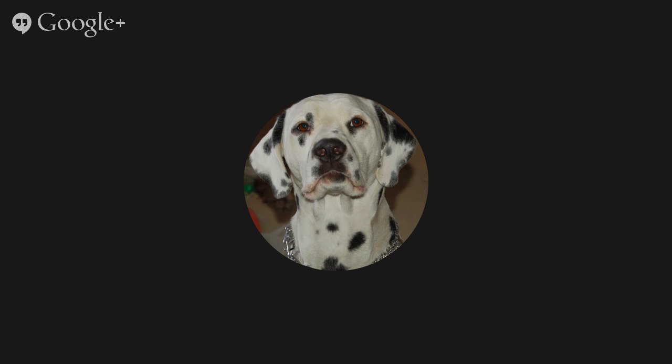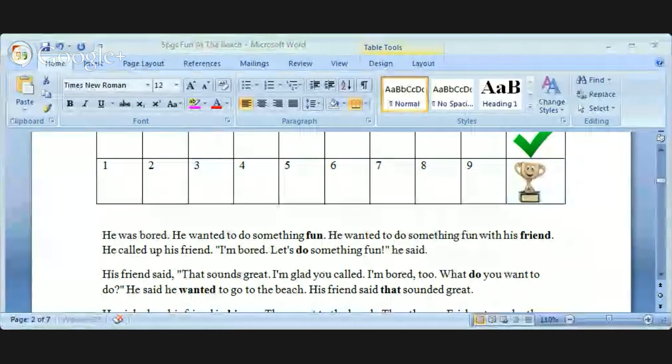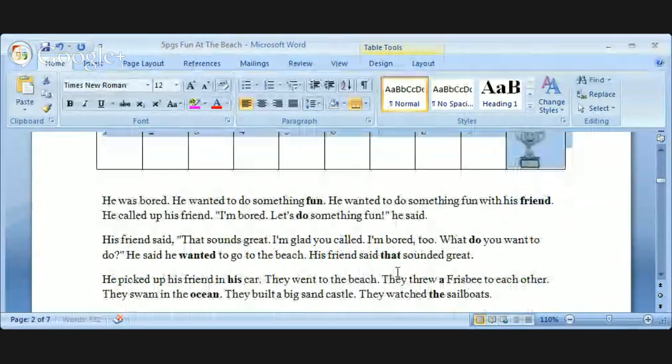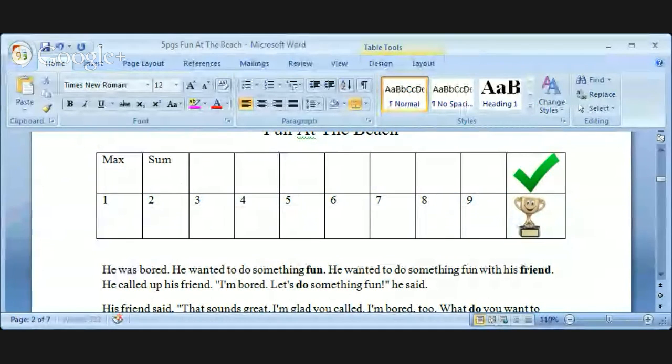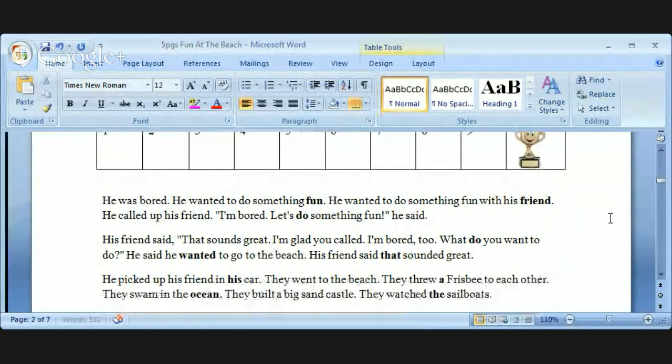He was bored. He wanted to do something fun. He wanted to do something fun with his friend. He called up his friend. I'm bored. Let's do something fun, he said. His friend said, that sounds great. I'm glad you called me. I'm bored too. What do you want to do? He said he wanted to go to the beach.